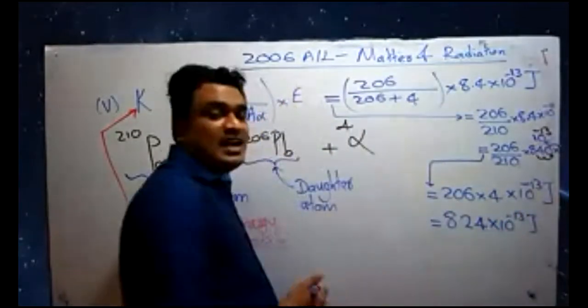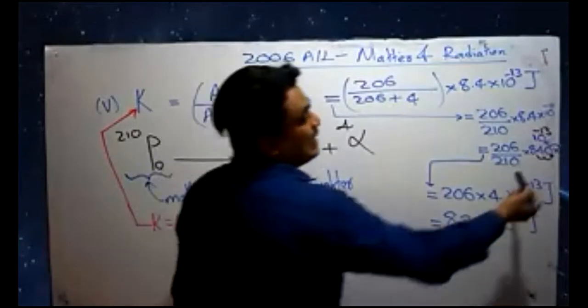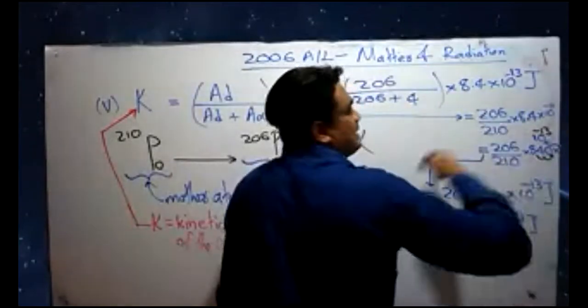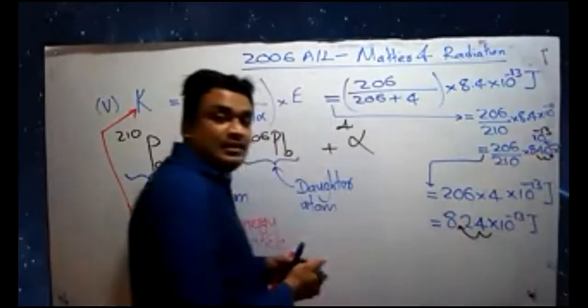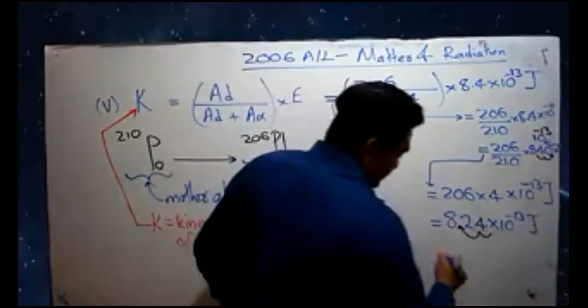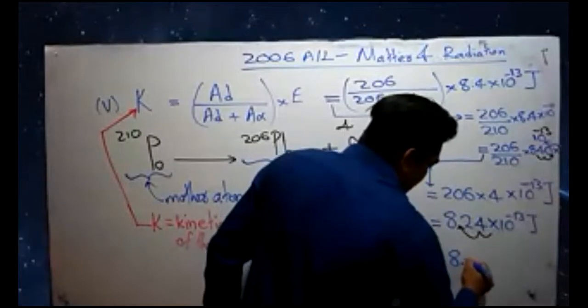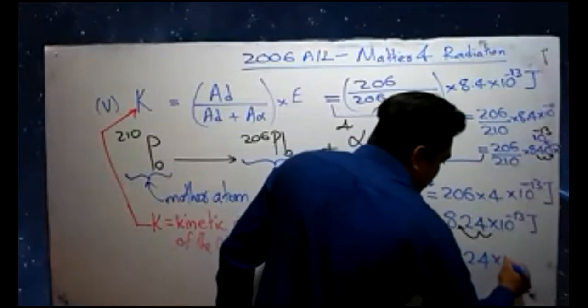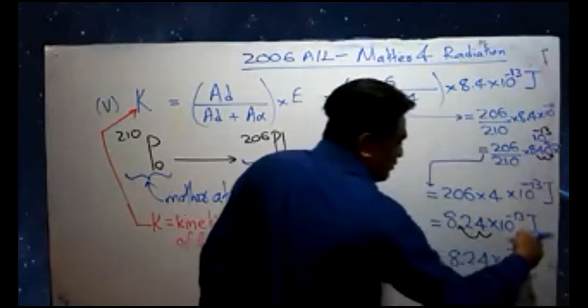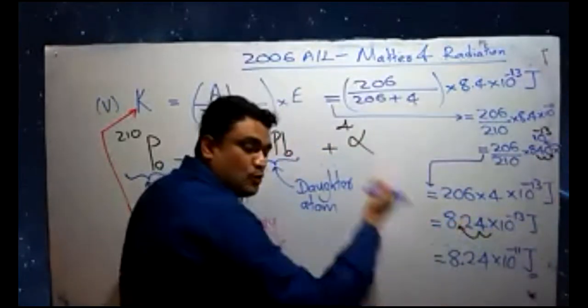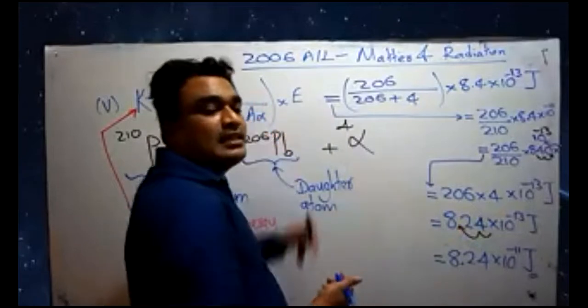But we do not keep the answer like that. Earlier, I have taken decimal point to the right hand side. Now I'll take decimal point to the left hand side. So then the final answer will be 8.24 into 10 to the power minus 11 joule. Minus 13 will be minus 11 once you take 2 decimal points to the left hand side.